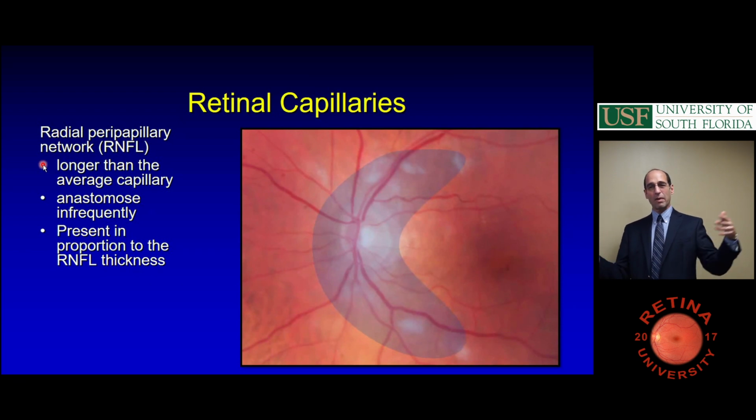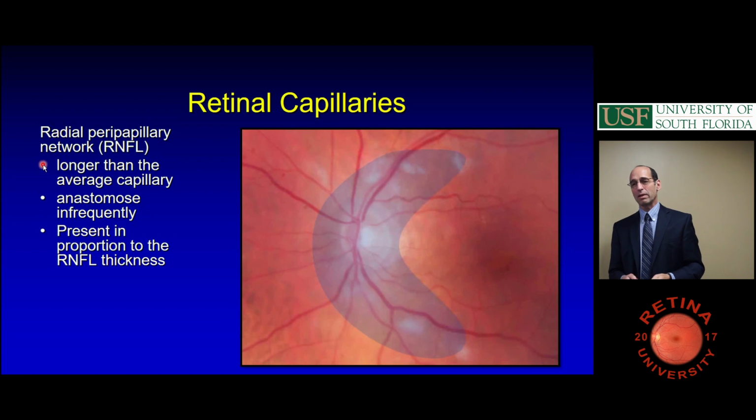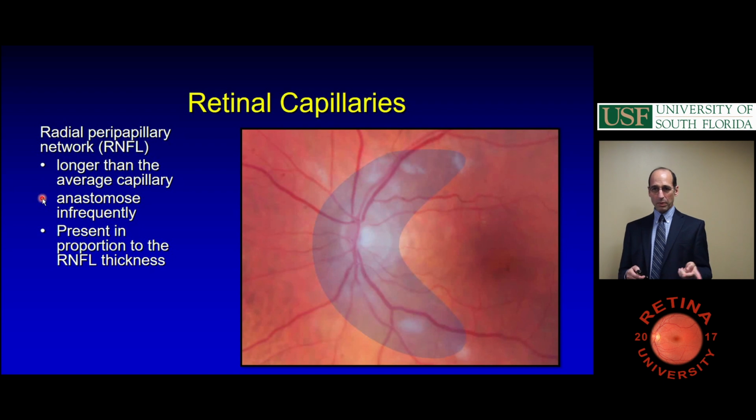And for the nerve fibers, as they're coming into the optic nerve, the thing I drew on there is about the shape of the radial peripapillary network. They're slightly different from your other retinal capillaries. They're longer than the average capillary, and they have fewer anastomosis. And they're present in proportion to the RNFL thickness. And yeah, cotton wool spots are always clustered around the edges of that network. And I think that's one of the reasons we see that.